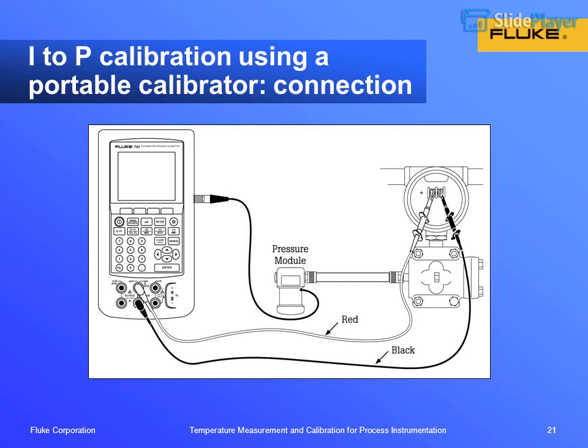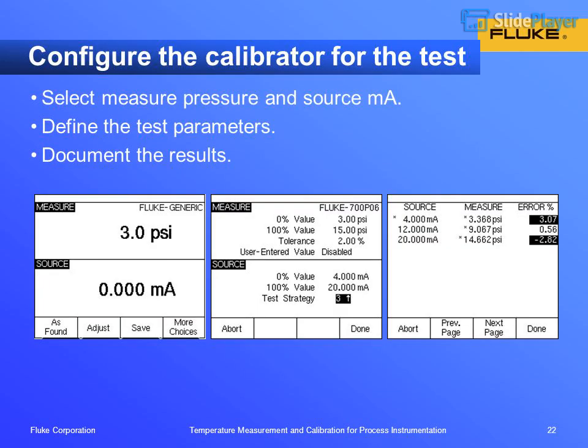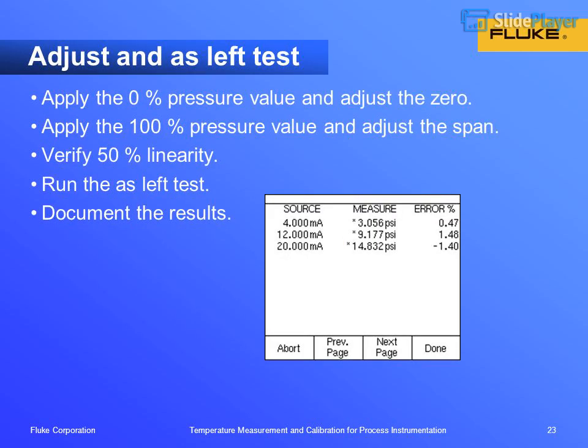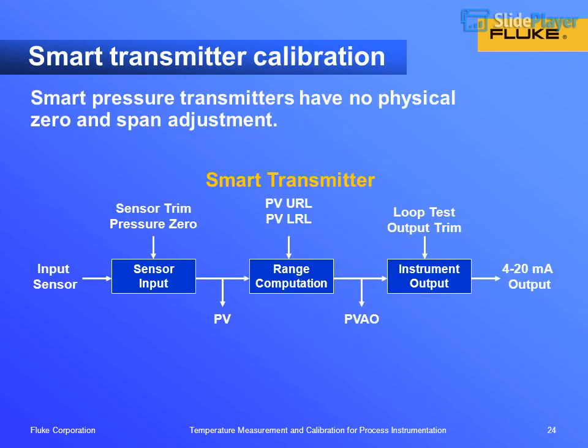I2P calibration using a portable calibrator, connection. Configure the calibrator for the test. Select measure pressure and source mA. Define the test parameters. Document the results. Adjust and run an as-left test. Apply the 0% pressure value and adjust the zero. Apply the 100% pressure value and adjust the span. Verify 50% linearity. Run the as-left test. Document the results.